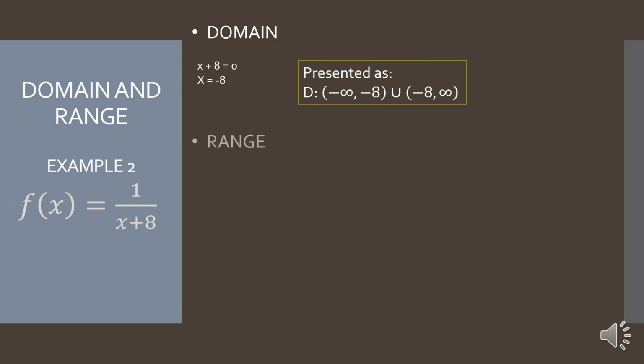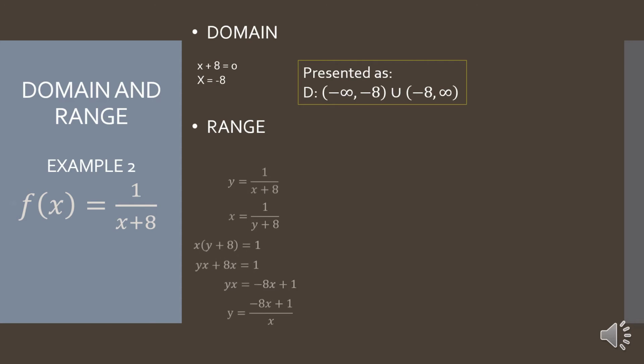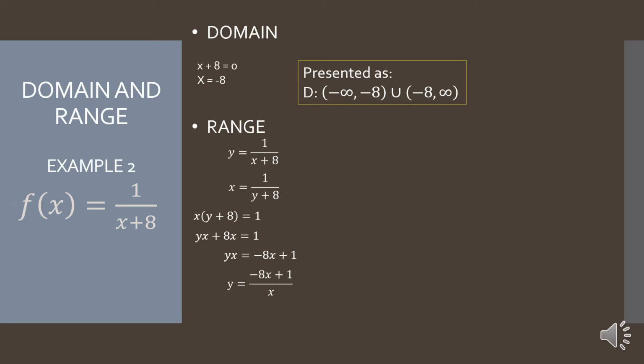Now for the range. Remember that we need to find the inverse of the function to find the range. So here is the inverse of the function. The first thing we did is to let f of x be y, then interchange the variables x and y. Then we cross multiply, which resulted in yx plus 8x equal to 1.